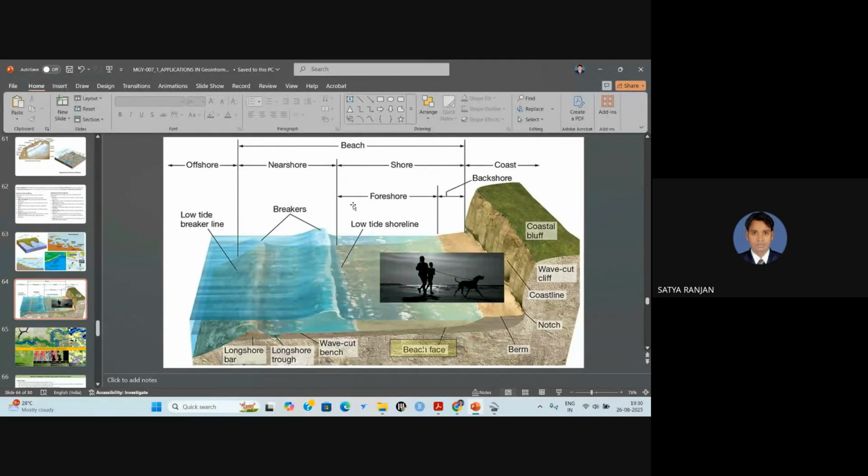So these are the basics of offshore, nearshore, shore, foreshore, and backshore areas. The low tide shoreline area is called the foreshore, and below the low tide, where the wave breaks, is called the nearshore, and below these breakers is called the offshore. So these are based on their wave patterns and on low tide and high tide tidal influence on water bodies.